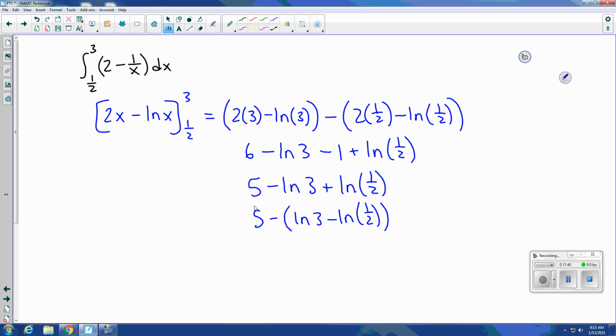When we subtract two logarithms of the same base, we can combine it into one by dividing what we're taking the log of. So we can say minus ln of 3 divided by 1/2. Dividing by 1/2 is the same thing as multiplying by 2. So this is 5 minus ln 6. This would be our final answer for the value of that integral from 1/2 to 3. So a log property there lets us combine those two things together into one to get a fully simplified result.